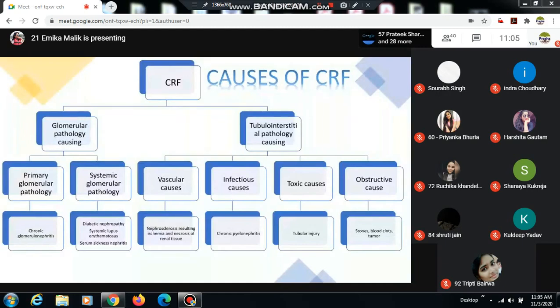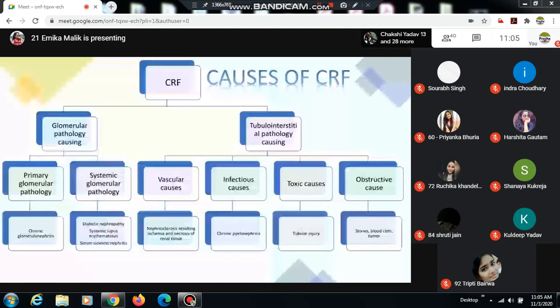Glomerular pathology can be divided into two: primary glomerular pathology, which causes chronic glomerulonephritis, abnormality in the glomerulus from long-time inflammation of the glomeruli. Systemic glomerular pathology consists of diabetic nephropathy, where long-term diabetes causes damage to the small blood vessels. Systemic lupus erythematosus is an inflammatory disease caused when the immune system attacks its own tissue.